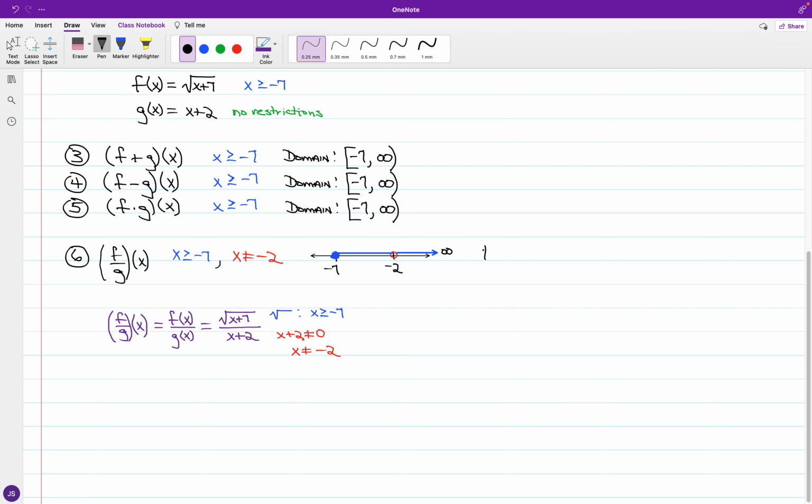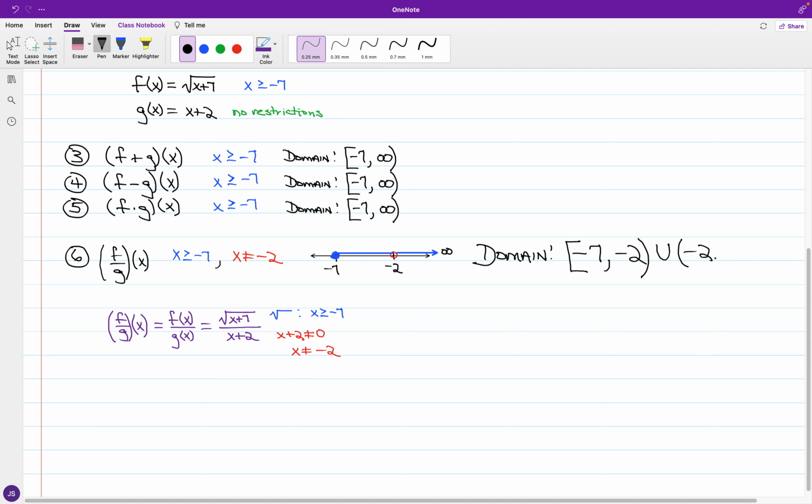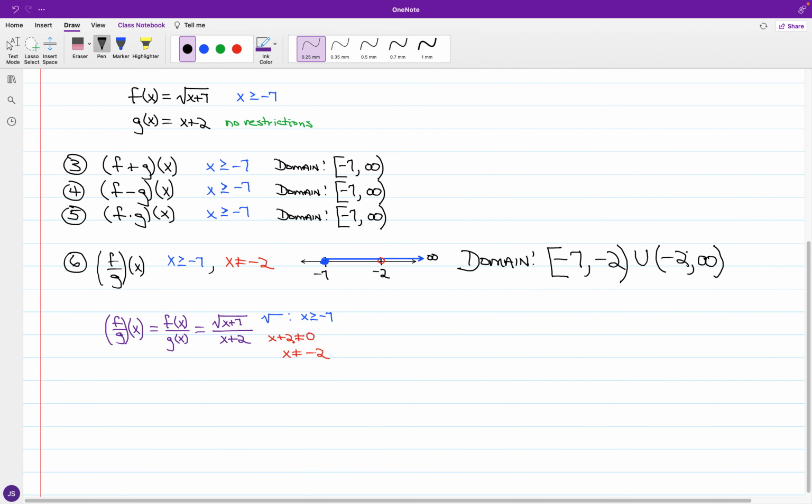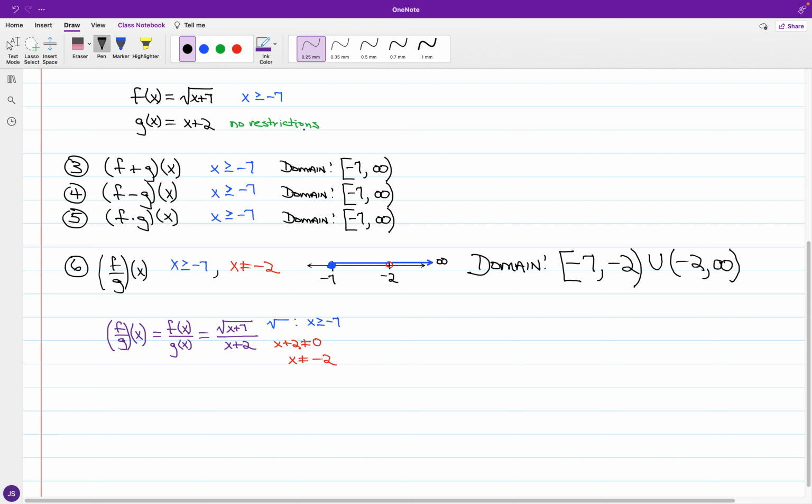And so for f over g of x, what's going to happen here? So we're going from and including negative 7. And then we have approaching but not including negative 2. So you have a parenthesis. And then for the rest of the domain of the quotient function, again, we have those values of x which will be greater than negative 2. Okay, so for the sum, difference, product functions, you're looking at combining the restrictions from f of x and g of x. Again, for the quotient function, you're kind of doing the same thing, but avoiding the denominator in the quotient from becoming 0.